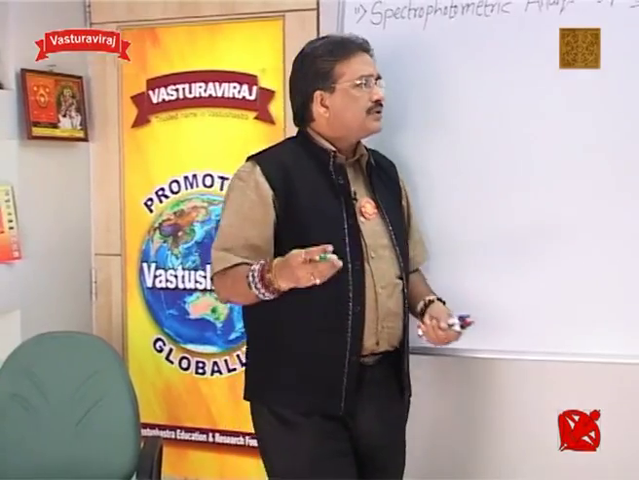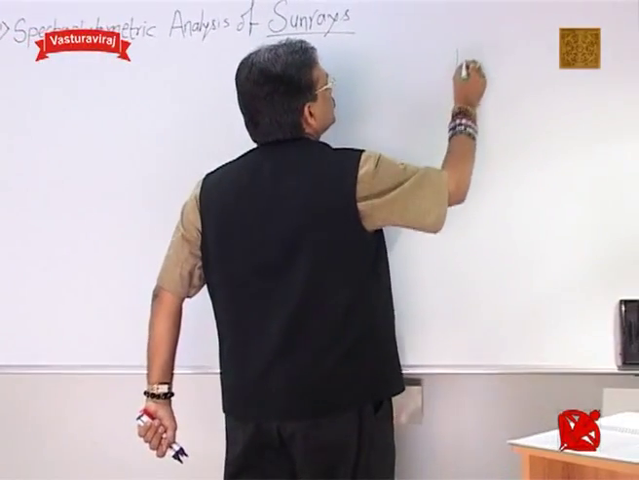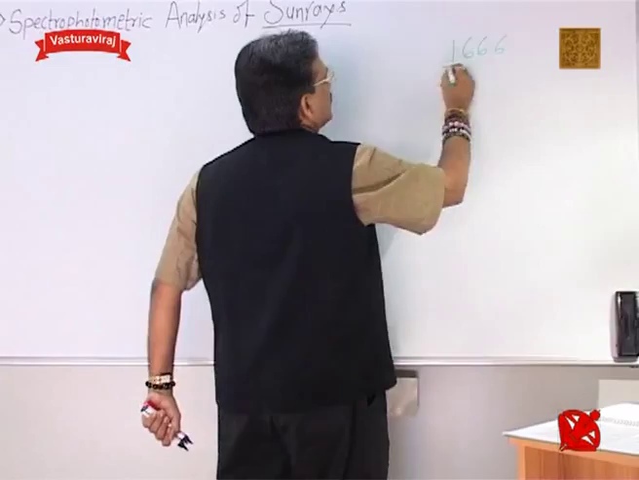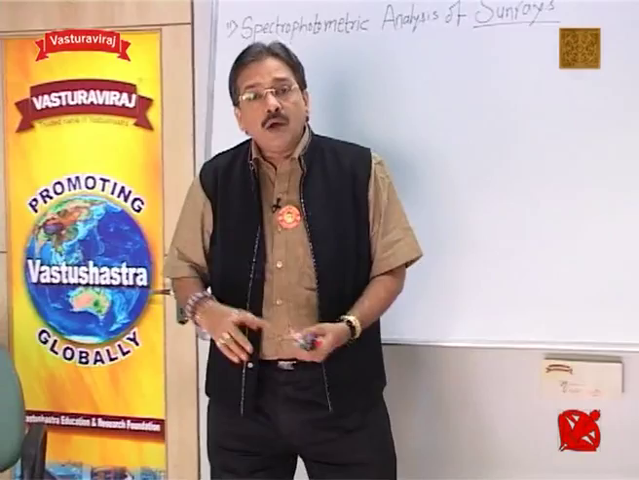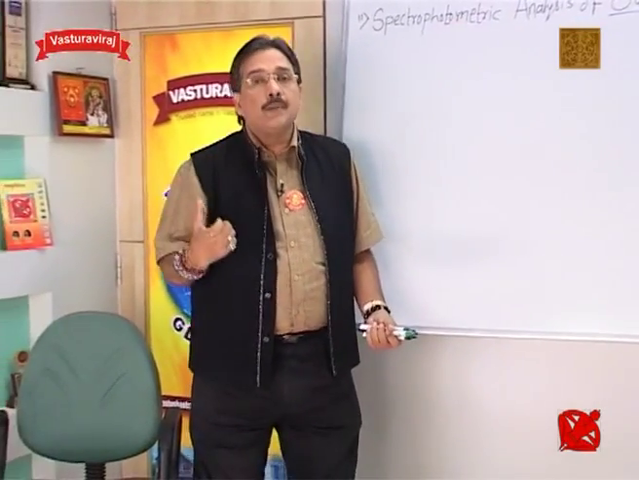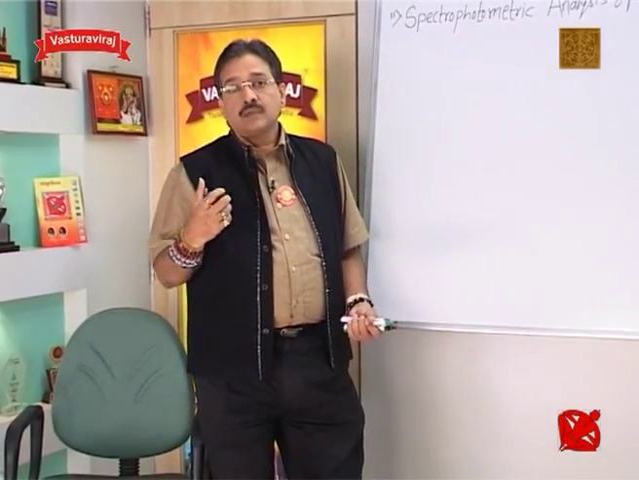In the year 1666, Sir Isaac Newton did an experiment. He allowed the sunlight to pass through a prism. Prism means an object made from transparent glass in which three triangles come together. That is called a prism.